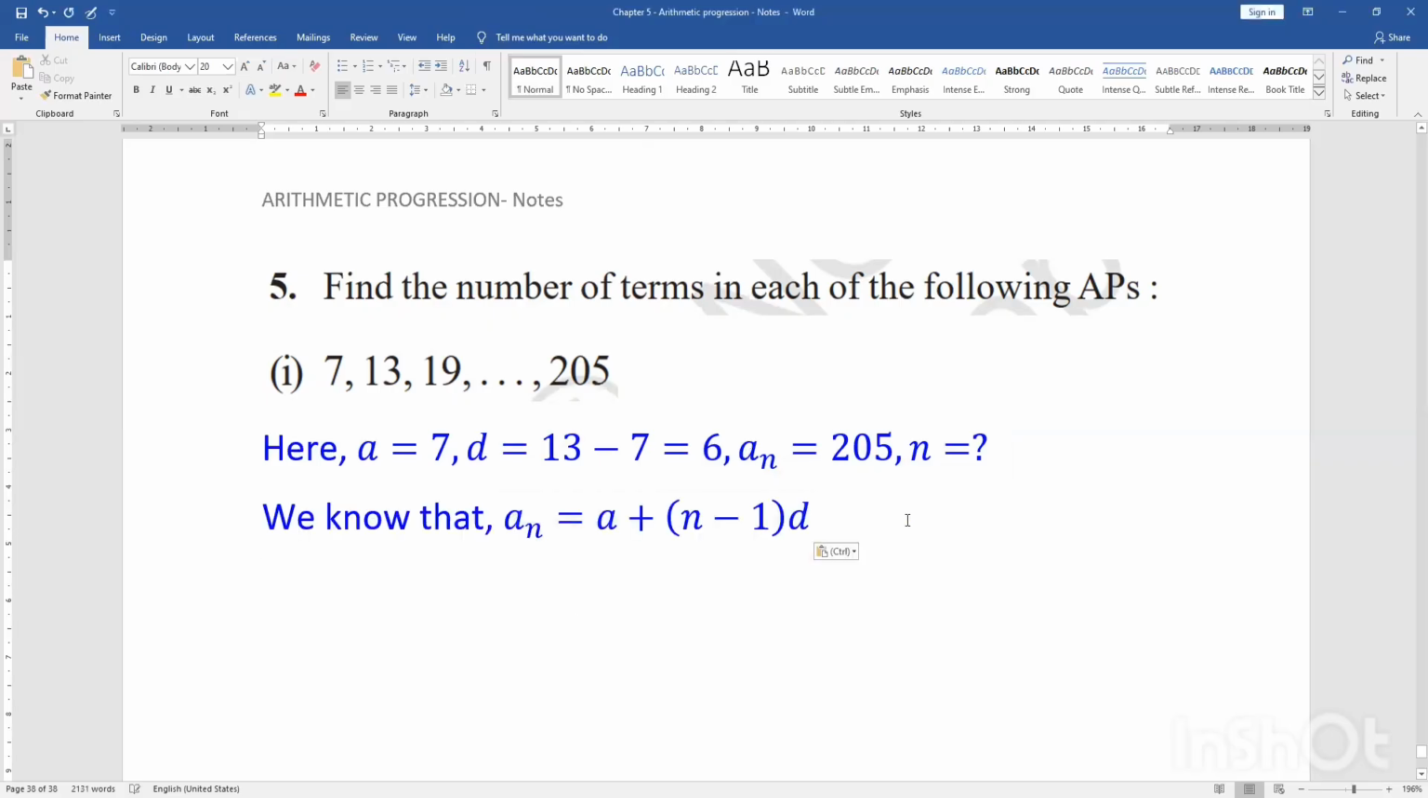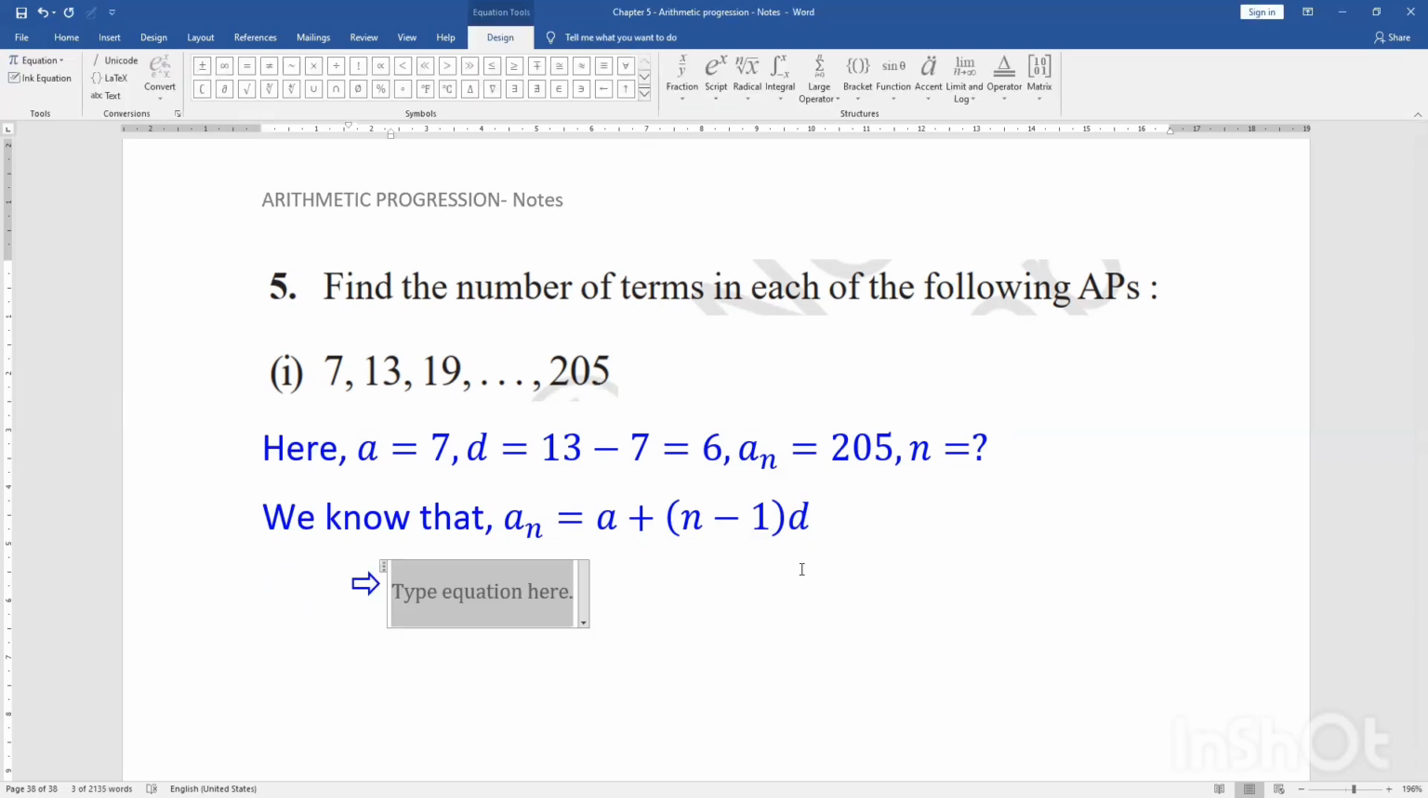Then we write our formula as usual. We know that an is equal to a plus n minus 1 into d. Right, children? So then I am going to substitute for an as 205. So 205 is equal to, what is the value of a? The value of a is 7, plus n minus 1. So n I don't know, keep it as it is, n minus 1 into d. The d value is 6.